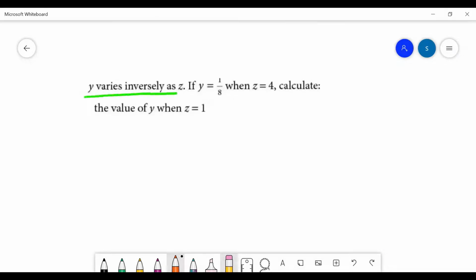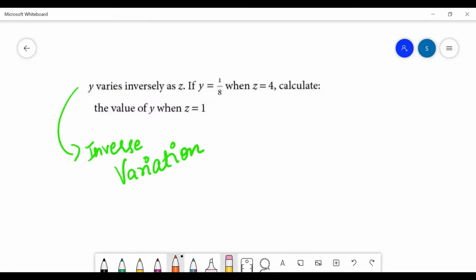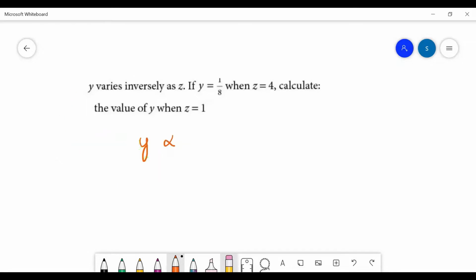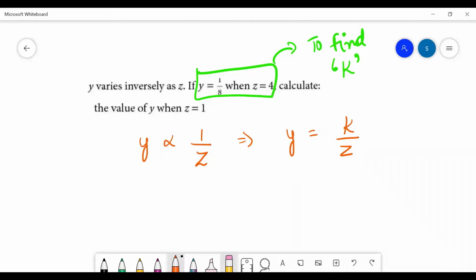Here we have y varies inversely as z, which means it's an inverse proportionality. So let me just write it here, y is inversely proportional to z. And the equation form would be y equal to k by z. Next, if y equal to 1 by 8 when z equal to 4, calculate the value of y when z equal to 1. So let's just use y and z values to find the value of k first.